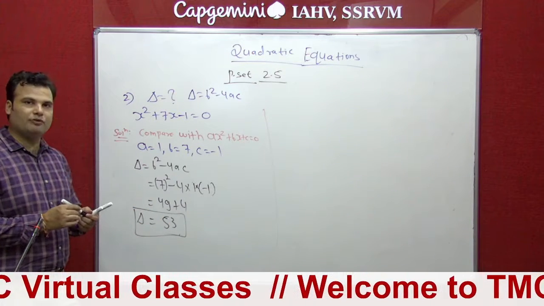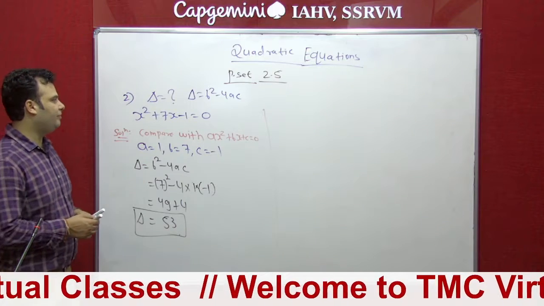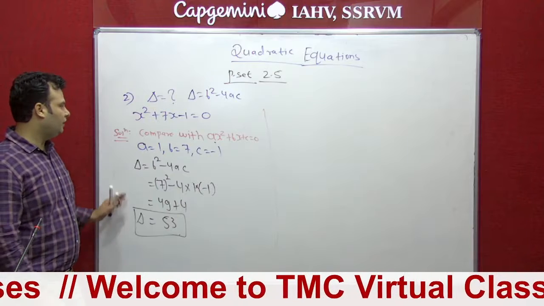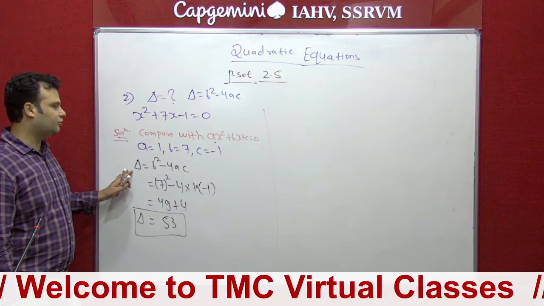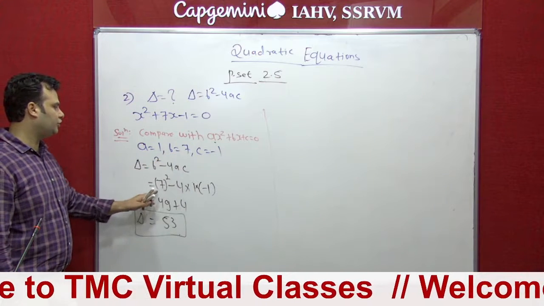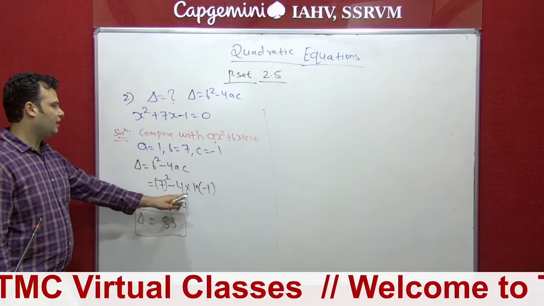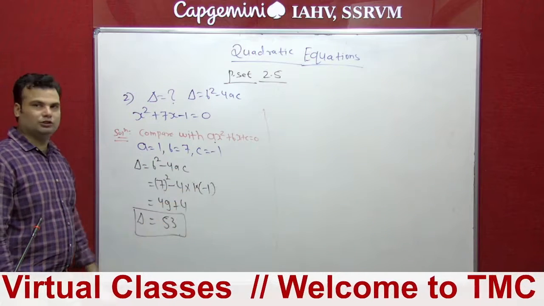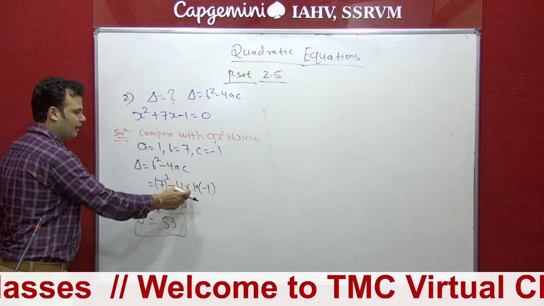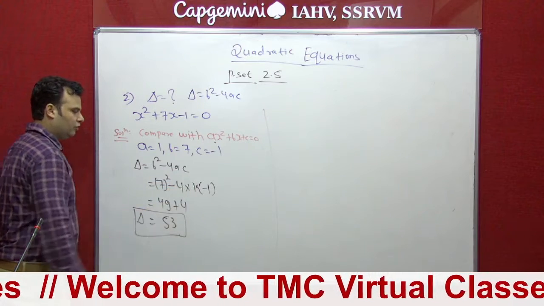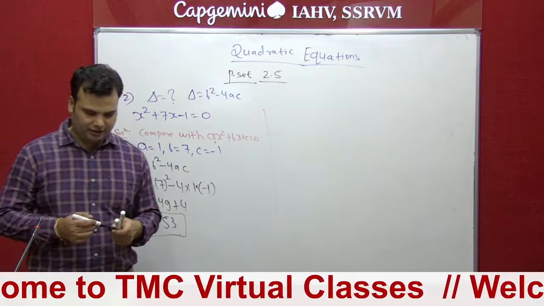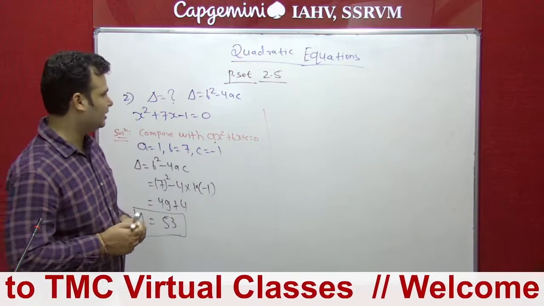First step, you have to find the value of a, b, c by comparing the equation, that is ax square plus bx plus c equal to 0. Next, we have to find b square minus 4ac. What is the value of b? 7. 7 square minus 4a. A is 1 and c is minus 1. So 7 square is 49. Minus into minus become plus. 4 1 is 4. So 49 plus 4 is 53. So what is the value of discriminant? 53.